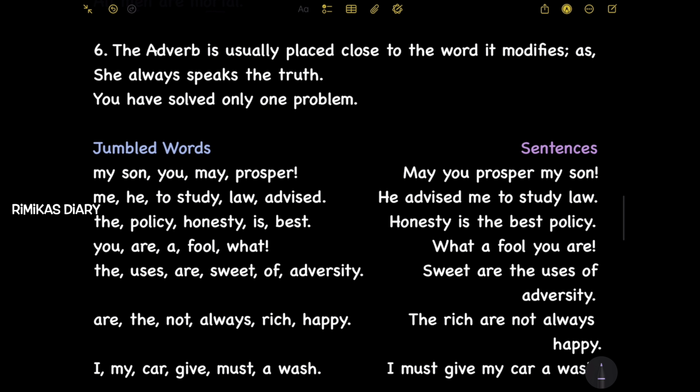Sixth, the adverb is usually placed close to the word it modifies. As, she always speaks the truth. So here, always is the adverb. It's placed close to the word it modifies. So here, it modifies the word speaks. You have solved only one problem. So here, only is the adverb and it modifies the word one.